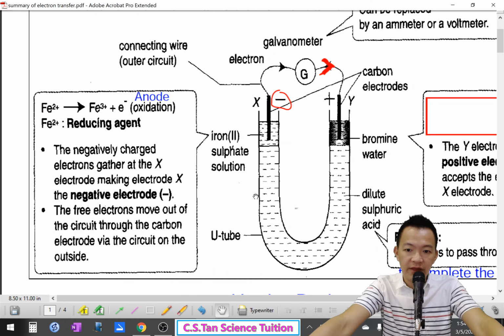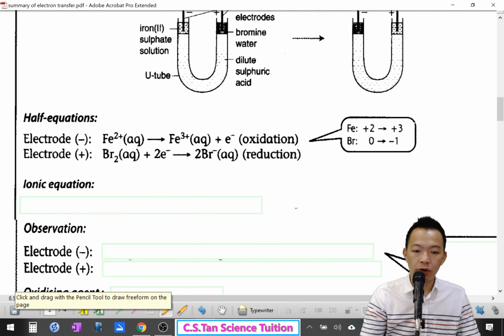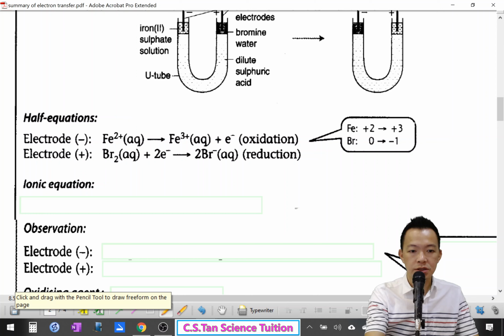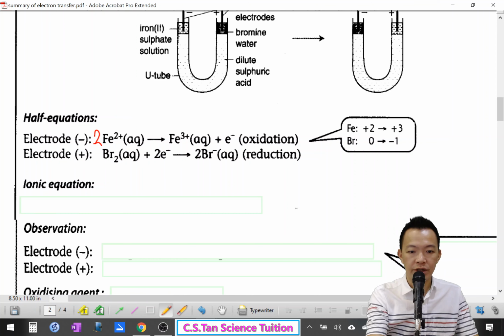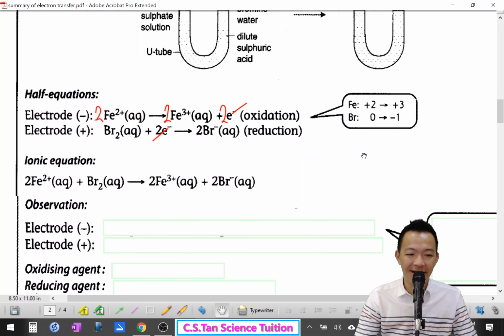Ionic equations. Okay. Iron 2 lost 1 electron to become iron 3, but bromine gains electrons, so the electrons are not equal. So times 2. When you go for the SPM exam, don't write here. Don't write it in your answer there. Okay. Cancel, and copy back.